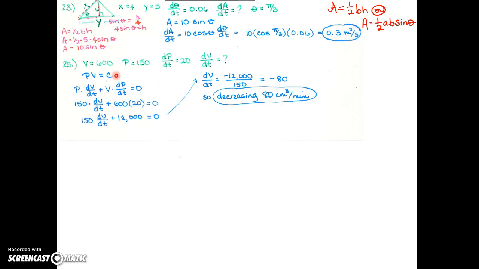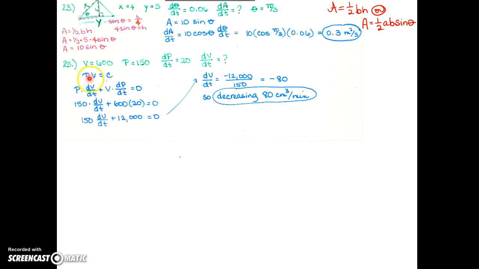Suppose that at a certain instant the volume is 600. The pressure is 150. The pressure is increasing at a rate of 20, so the rate of change of pressure is 20. At what rate is the volume decreasing? So what's the rate of change of the volume? So let's go through and take the derivative of our formula.